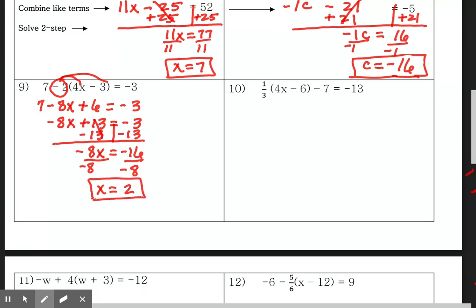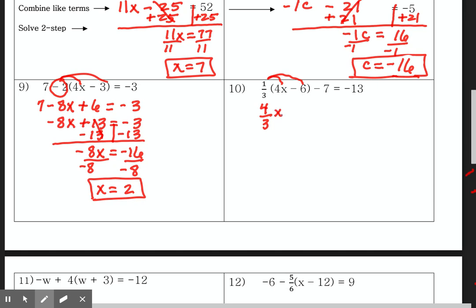All right, let's go on to number 10. Here we have a fraction. There are multiple ways of doing this. A lot of times people will multiply by 3 on everything. But one way that I'm going to show you again is just to take that fraction and multiply it by the 4x and the -6, and then we'll go from there. So 1/3 times 4. 1 times 4 is 4 divided by 3. We're just going to keep this as a fraction because if we were to convert it to a decimal, it would be a repeating decimal.